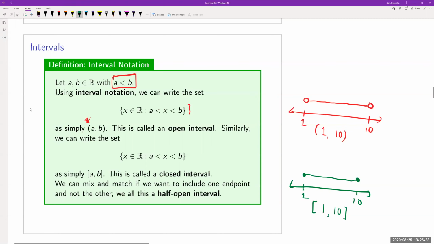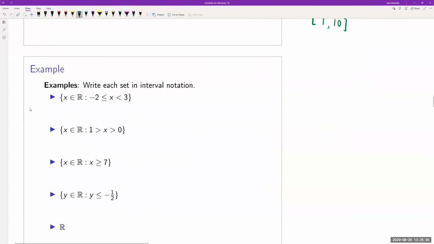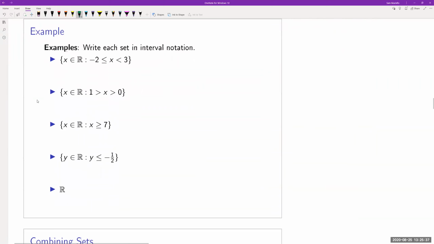Let's look at a couple of examples here. We want to be able to write each of these sets as an interval, and we want to be able to graph each one as well. So let's start with this first one here. Here's a half open interval because this one is less than or equal to, but this one is just less than. So what I want here, we'll start with the graph, is from -2 to 3.